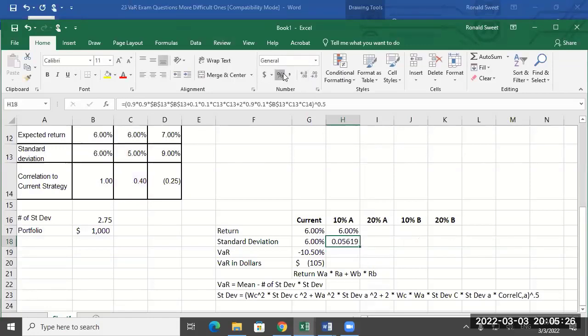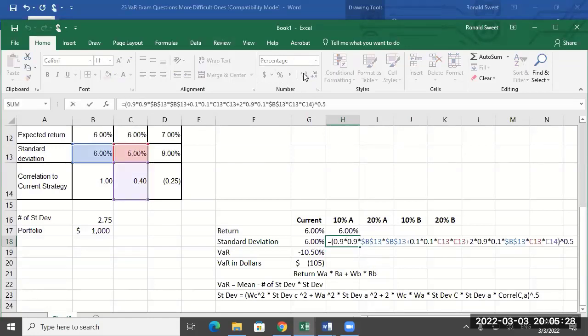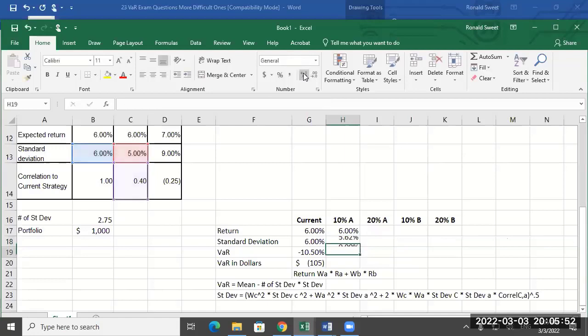Does that look feasible? Did I make any math errors? I'll look at it, make sure. 0.9 times 0.9 plus 0.06 times 0.06, that's good. Plus 0.1 times 0.1 times 0.05 times 0.05. Plus 2 times 0.9 times 0.1 times 0.06 times 0.05 times 0.4. Looks good to me. Does the answer look about right? Your risk does come down. That's about what you'd expect, right?